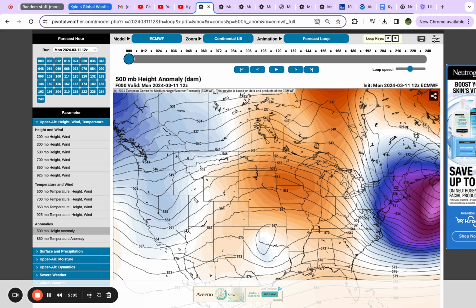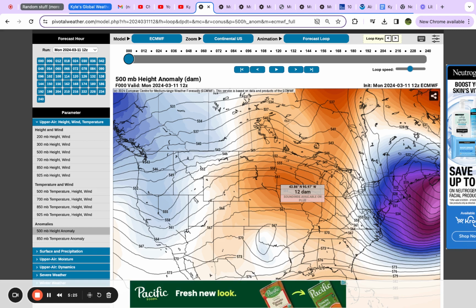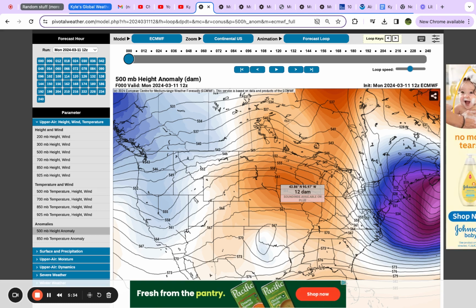An anomaly graph is a departure from average. When you see these warmer colors, this is indicating that this is above average for this location. You can see 12 decameters above average. That means at 12 decameters higher than usual is where we start experiencing 500 millibars of pressure. Because that is higher up in the atmosphere, there is more mass of air and therefore higher pressure below it. This, like 90% of the time, plus, it just indicates higher pressure for this region.